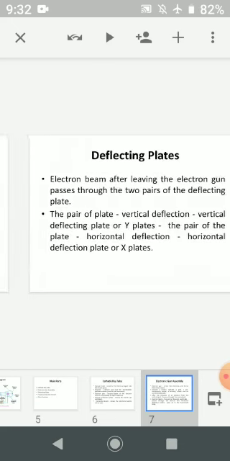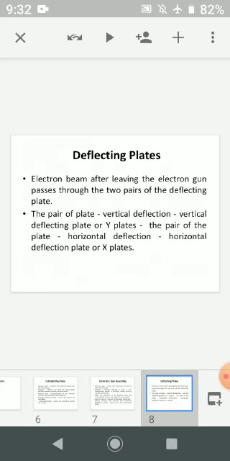The third part is the deflection plates. The electron beam, after leaving the electron gun, passes through two pairs of deflecting plates. The pair of plates that produces the vertical deflection is called the vertical deflecting plates or Y plates, and the pair of plates which is used for horizontal deflection is called the horizontal deflection plates or X plates.